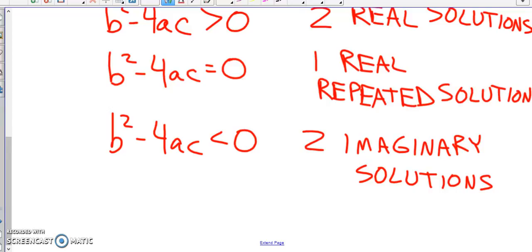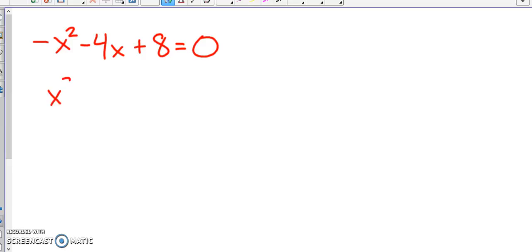So let's do some examples. Negative x squared minus 4x plus 8 equals 0. Now, if you notice here, what we can do to make this a little easier on ourselves is just multiply both sides by -1. That way I can create more positive numbers. So if I multiply both sides by -1, that'd be the same thing as x squared plus 4x minus 8 equals 0.